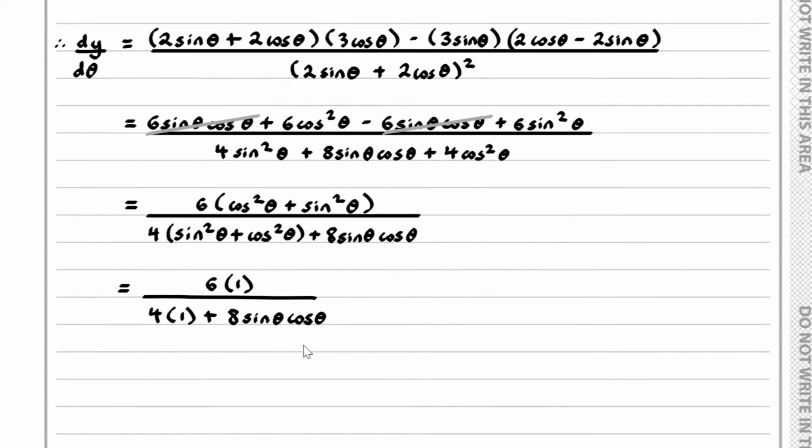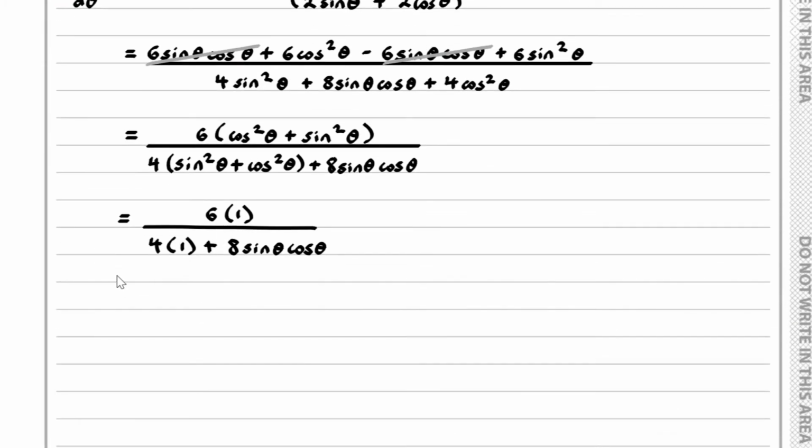And now what we can do is simplify all this. We've got 6 divided by 4 plus 8 sin theta cos theta, which is the same as 3 over 2 divided by 1 plus 8 sin theta cos theta. And so therefore A is equal to 3 over 2.